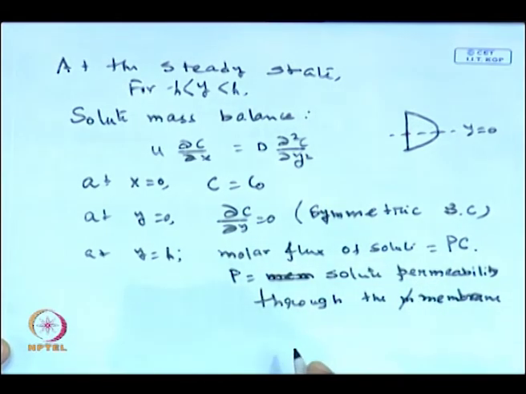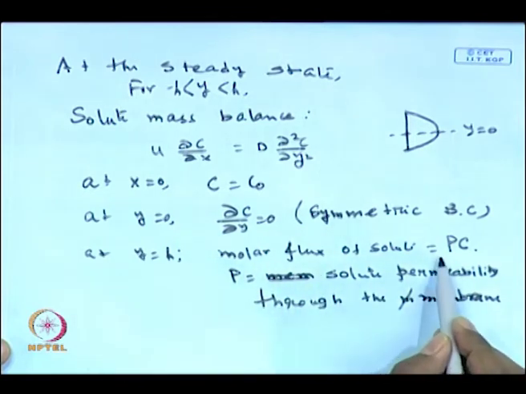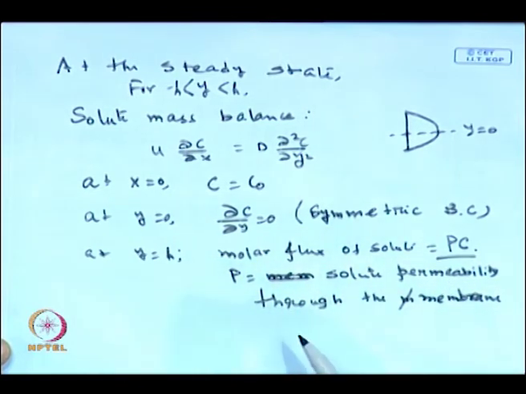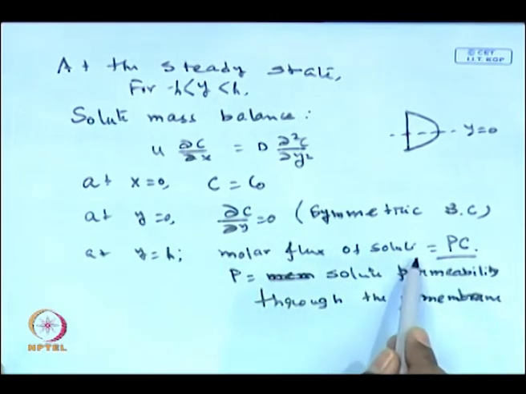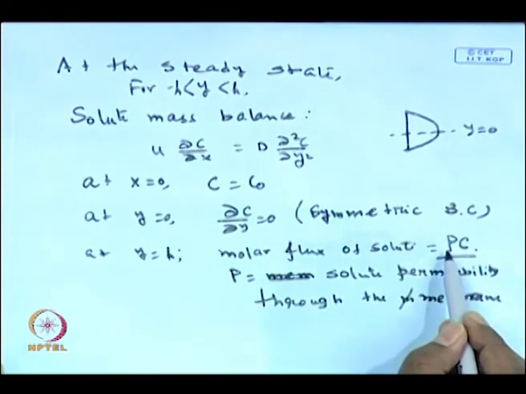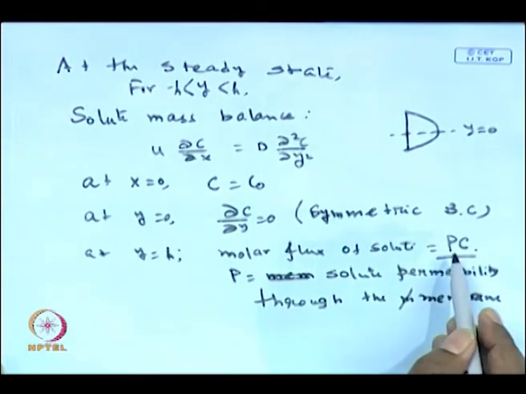Okay. So that has to be the solute permeability through the membrane, that means P times C, and we are assuming that the concentration on the dialyzer side will be equal to 0, because the dialyzing fluid is maintained at sufficiently high speed, so that whatever solute travels to the dialyzer side is immediately washed away.